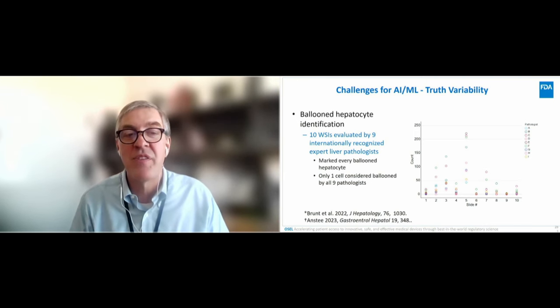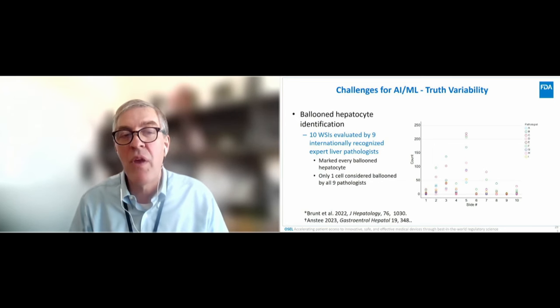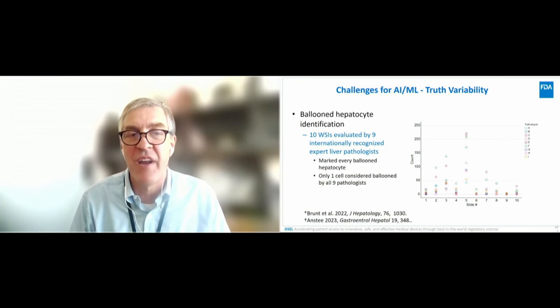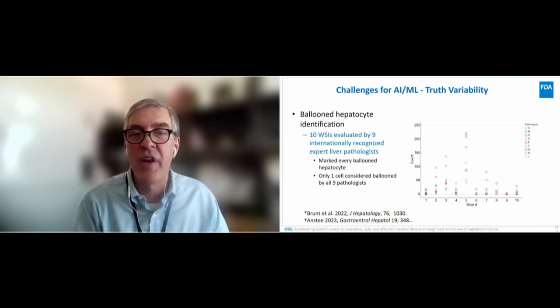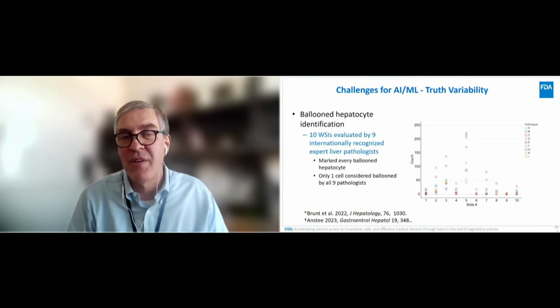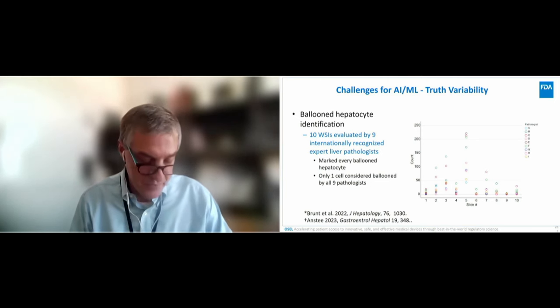What was also interesting, if you're really interested in the individual cells that are ballooning, only one cell was considered ballooned by all 9 pathologists in this particular study. So you had thousands of cells that were identified, and many times there's a lot of variability between those individual cells. So if we're looking at identifying individual cells, variability is even going to be larger. Now, clearly, the variability is a function of the particular task, and some tasks will have more variability, other tasks will have less. Next slide, please.